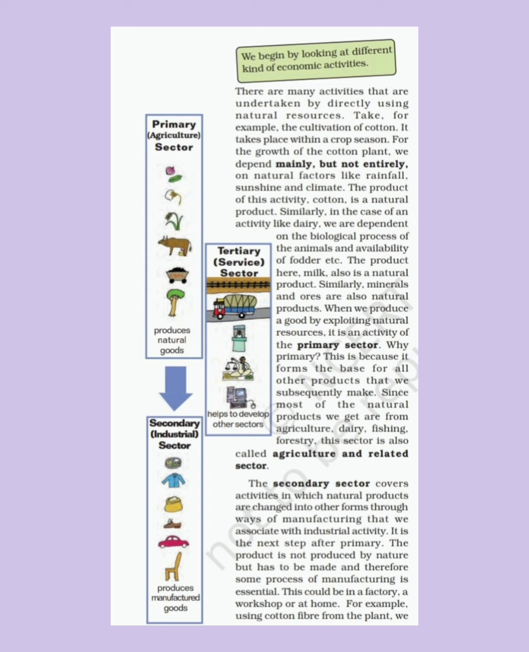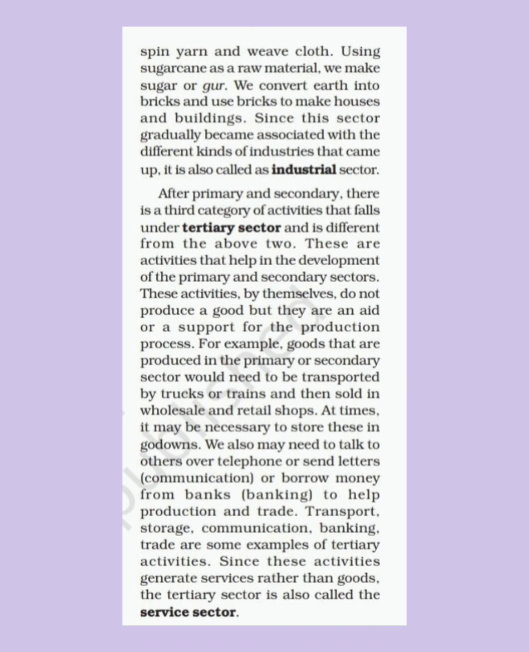For example, using cotton fiber from the plant and then spinning the yarn and weaving the cloth. And another example is using sugar cane as a raw material and then making sugar out of it, or gur. And also sometimes we convert earth into bricks and use bricks to then make houses and buildings.